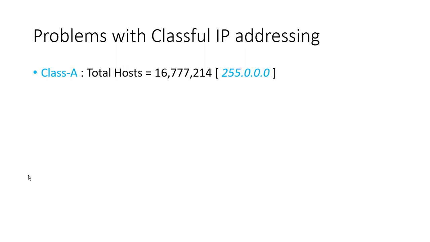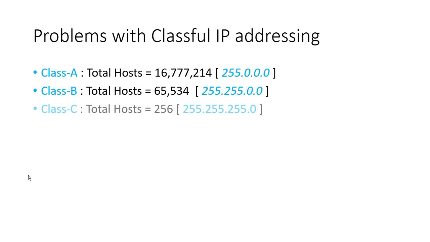As we know, we have different classes in classful subnetting. Specifically, we will focus on three classes: class A, class B, and class C. For class A, we have around 16 million hosts. For class B, we have around 65,534 hosts. And for class C, we have 256 hosts.